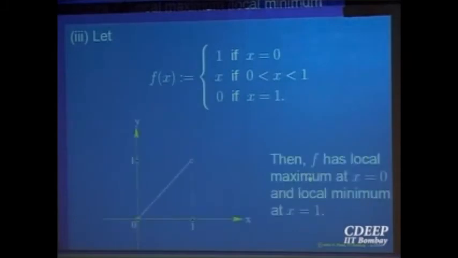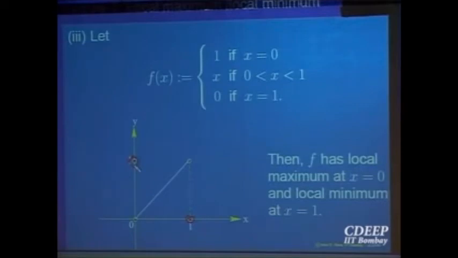Let us look at this function. f of x is equal to 1 at the point 0. It is y equal to x on the open interval 0 to 1, and 0 at the point 1. So at the point 1, the value is 0. What is the local maximum? What is the local minimum? Local maximum at 0 and local minimum at 1. So be careful with the function. Don't just look at y equal to x and give your answer. Look at how the function is defined, and then decide.